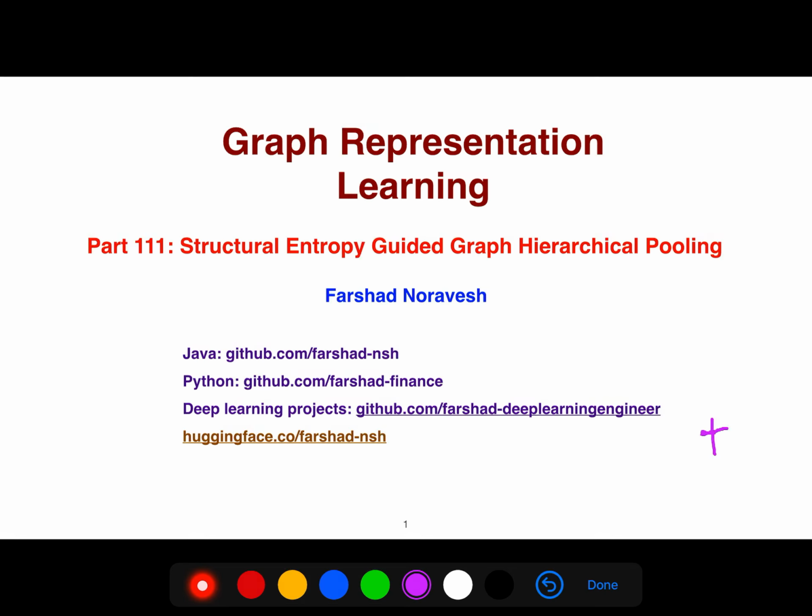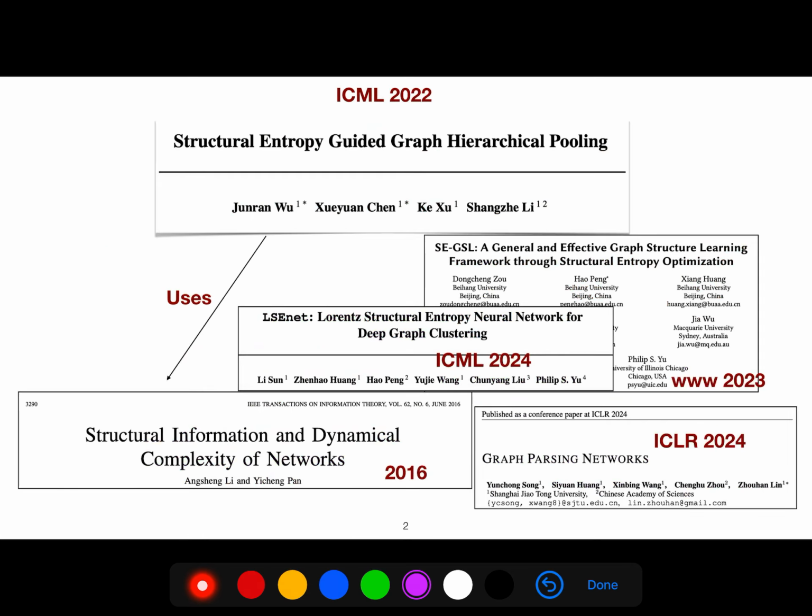Alright, so in this video I'm going to be explaining another important paper with the title Structural Entropy Guided Graph Hierarchical Pooling. This paper in ICML 2022 uses this idea from 2016.